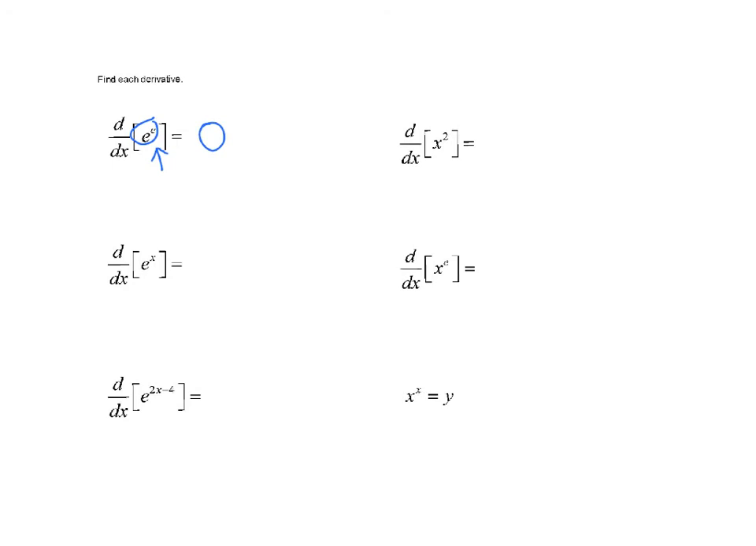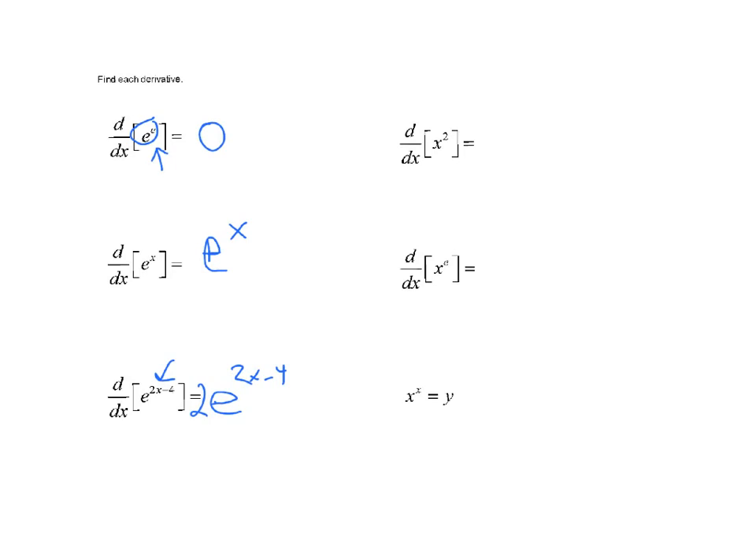Now, derivative of e to the x, that is one that we learned. Derivative of e to the x is my favorite derivative. It is its own derivative. The derivative of e to the x is just e to the x. Now, if I do the derivative of e to the 2x minus 4, again, e is its own derivative, it's the best thing ever, but you do have to do chain rule, so you have to take the derivative inside, so there's a 2 in front of there.